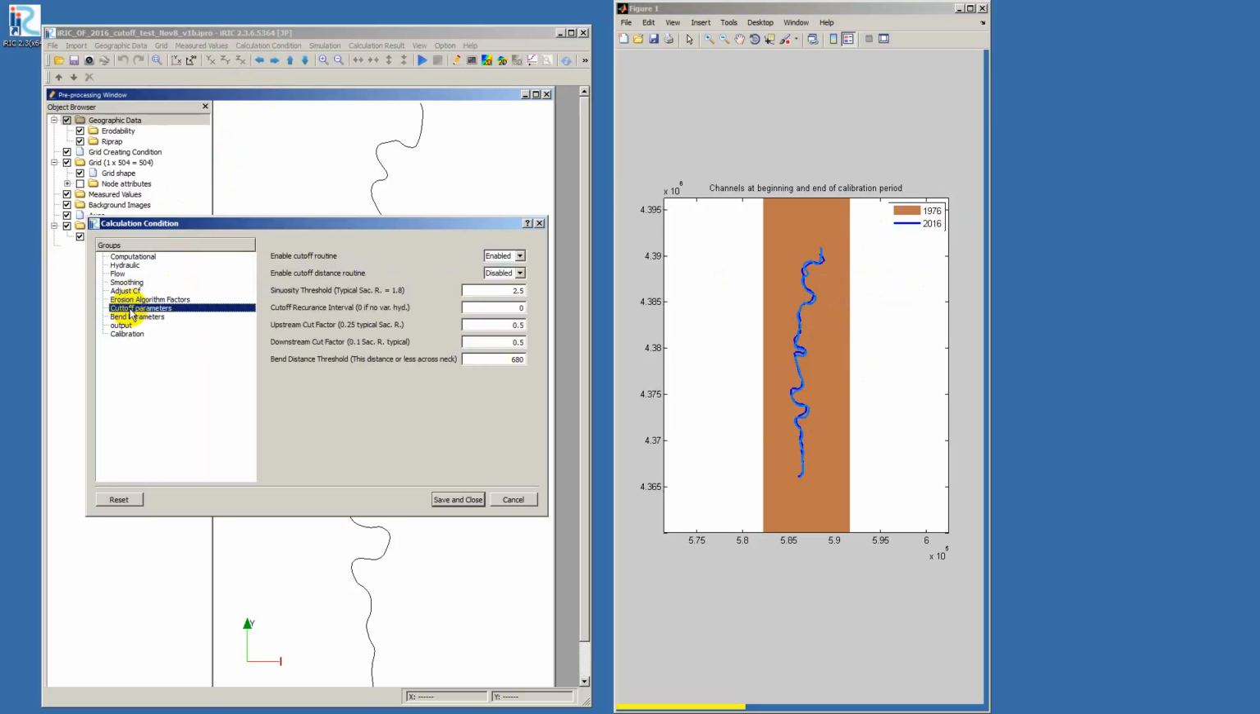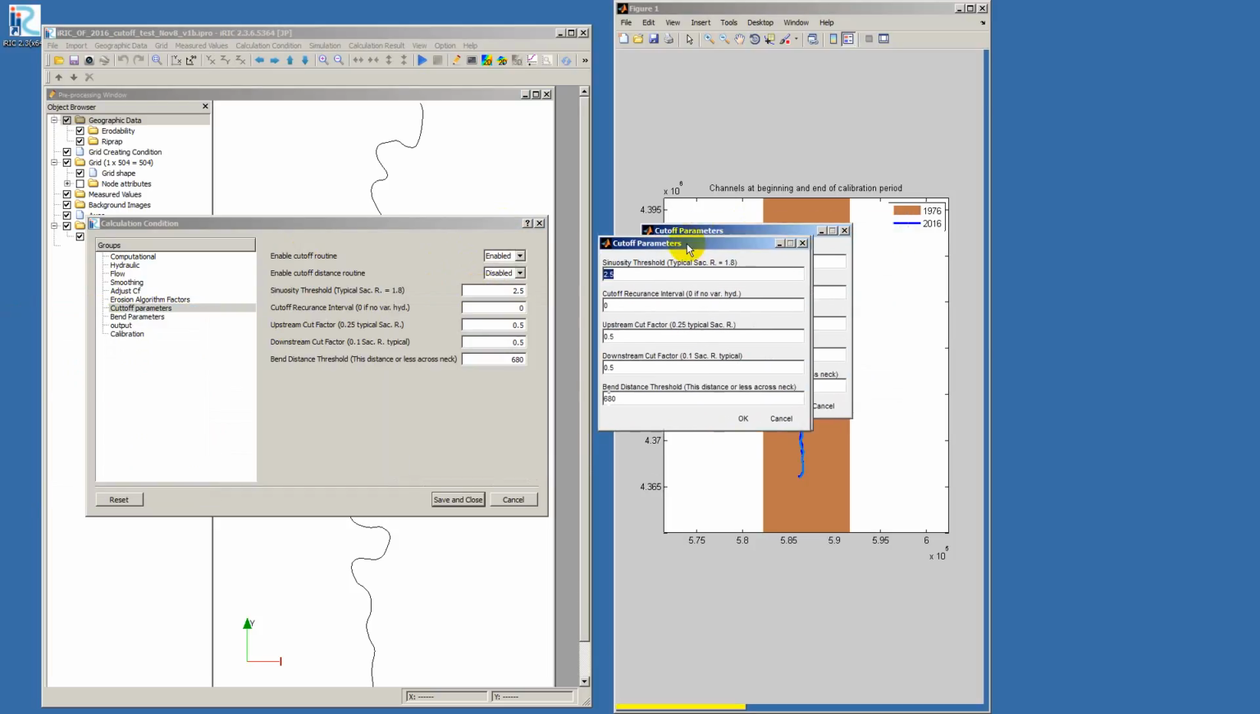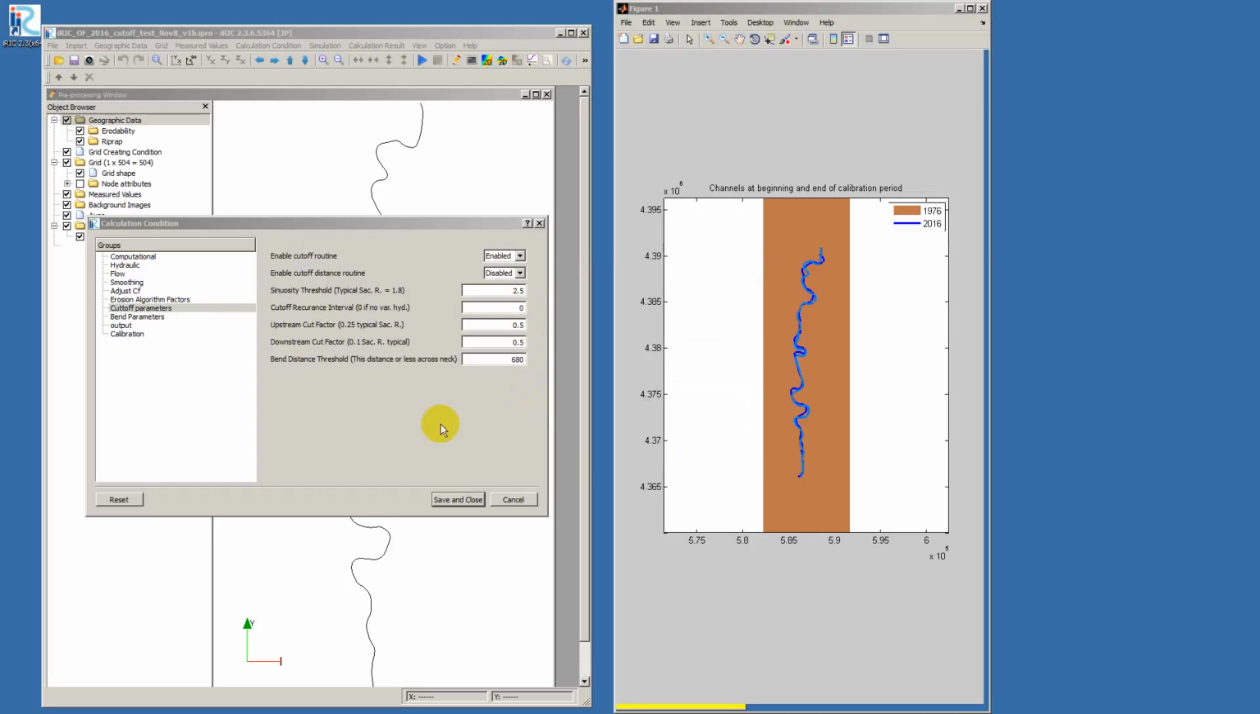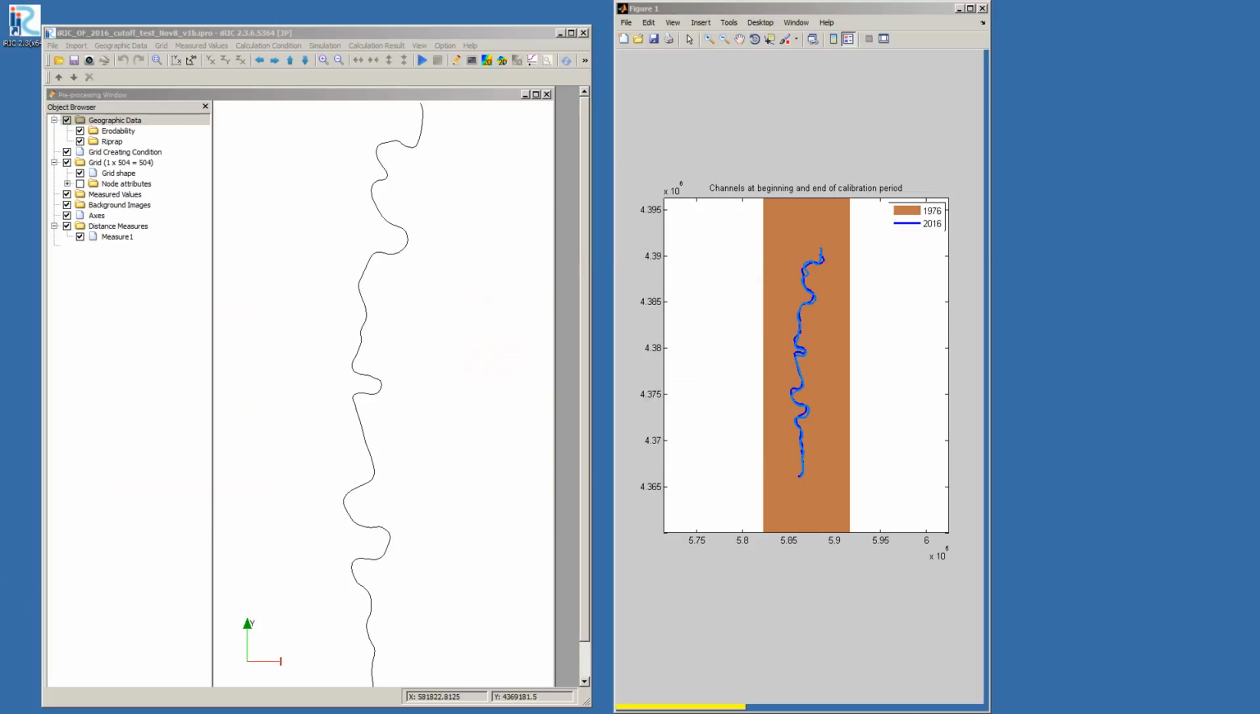Just to show you a quick picture, this is what I have used in both the MATLAB and in the iRIC. Never hurts to look at it more than once. But there it is, 2.5, 0, 0.5, 0.5, 680. Of course the 680 won't be invoked here because we're using the sinuosity threshold. And now I'll show you the results from both of the models.